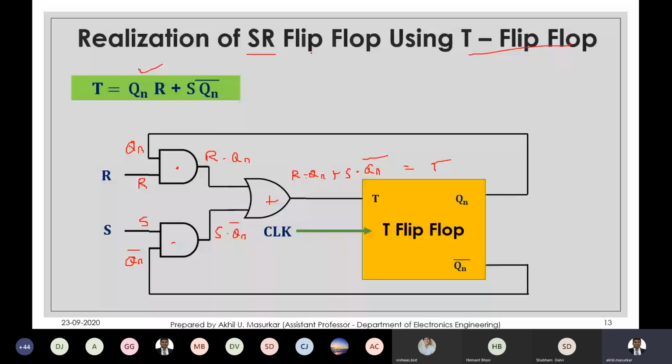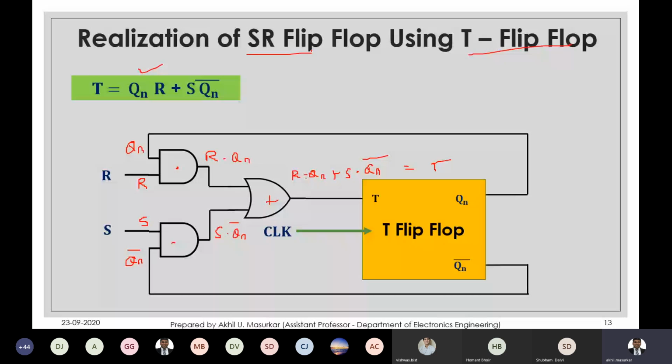Please copy this diagram. So once you have copied this diagram, just write done in the chat box.